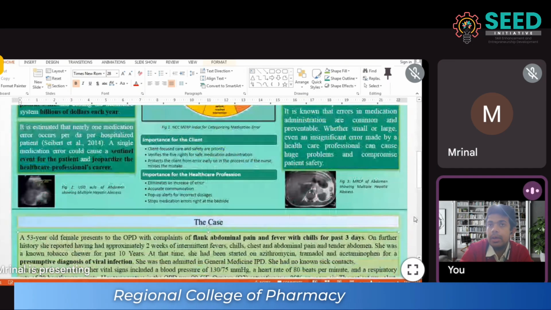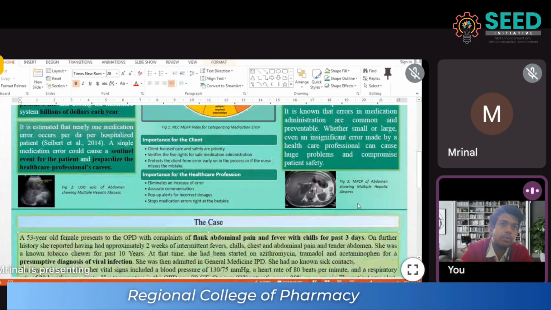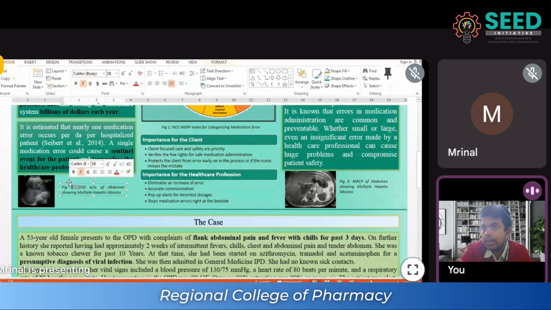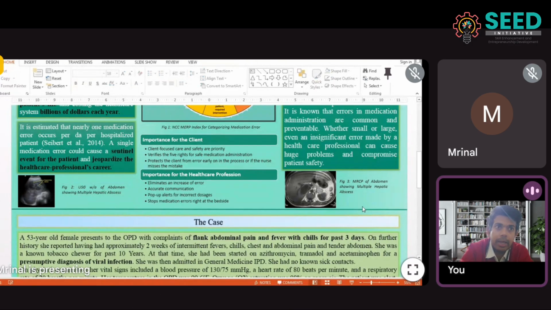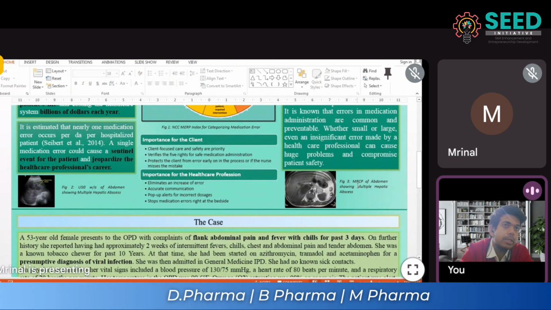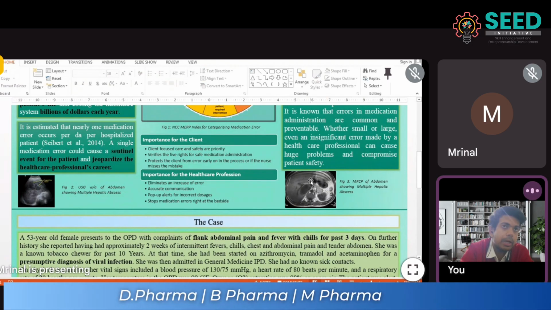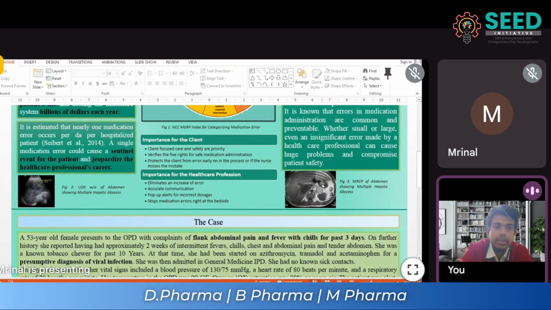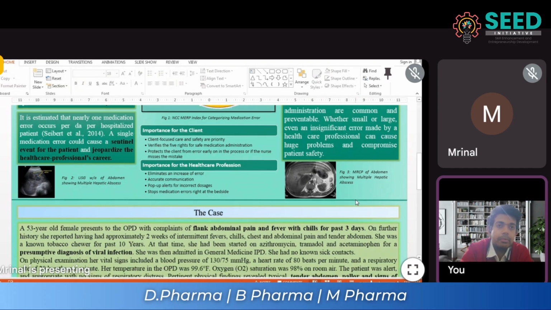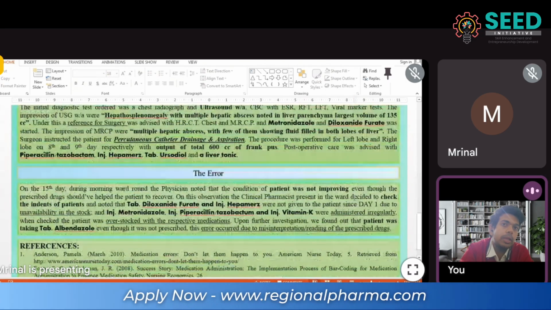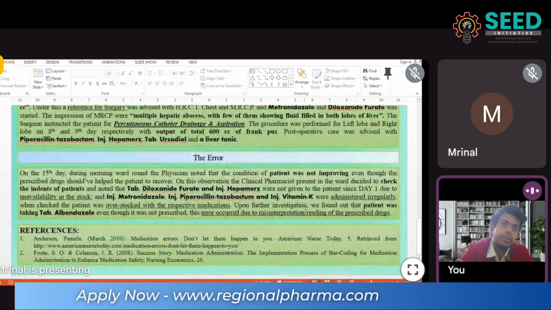Here you can see the photographs of the hepatic abscess of the patient. You can clearly see a haziness in the abdomen area, and in the MRCP portion you can see a little bit of cloudiness in the left region while the right region is completely white. This clearly shows that the hepatic abscess was not treated due to the medication error.